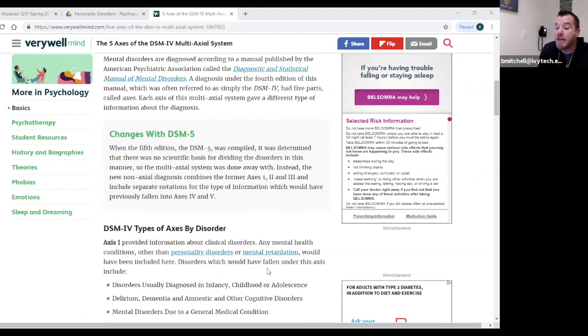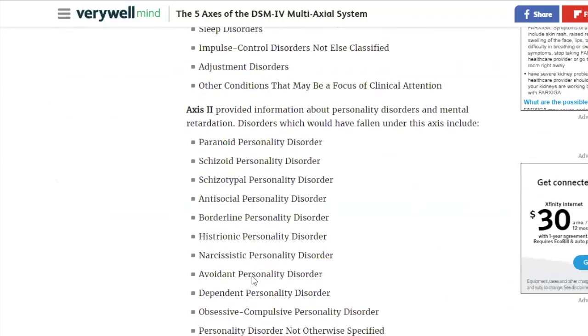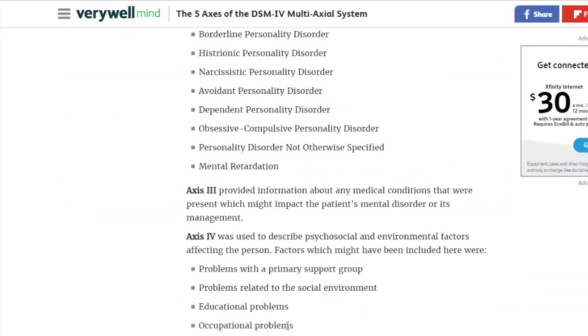So I'm going to skip over axis 1 and 2 because those are both diagnoses. Axis 1 being primarily psychiatric diagnoses, axis 2 being where the personality disorders and a couple other things went. Okay, so axis 1 and axis 2 were just the different diagnoses within the DSM. Axis 3 was all about medical conditions.